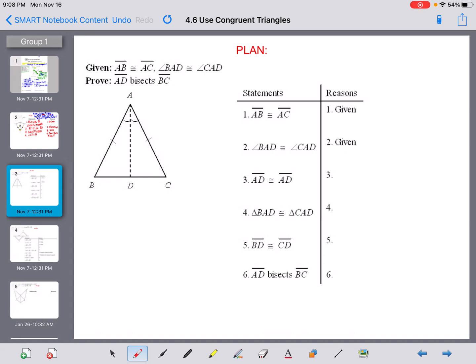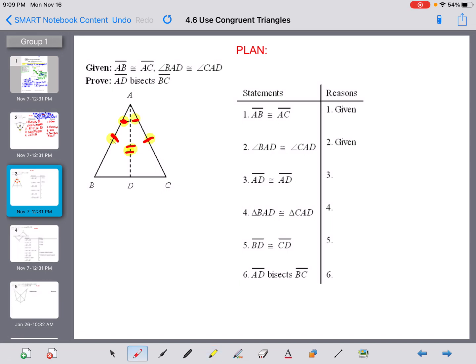Start off with AB is congruent to AC. They've marked it. Angle BAD, the bad angle, is congruent to the CAD angle up here. Looks like they're marked. What else can we mark? That shared side in the middle, right? Okay. So are those triangles congruent? Looks like it to me, right? Because we have a little bit of side, angle, side, or side, angle, side.